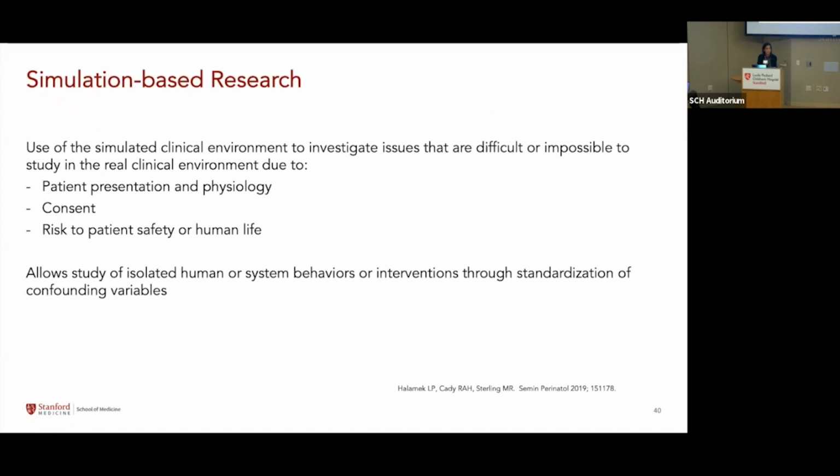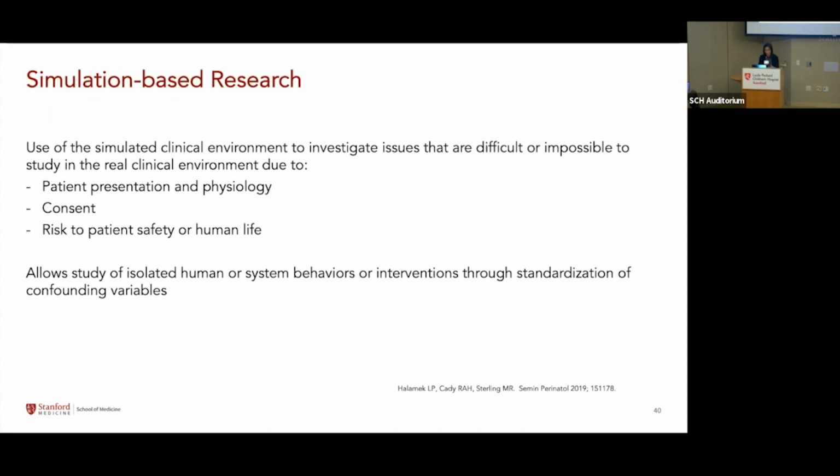In resuscitation or emergency care research, consent is a huge challenge, especially because of the time, but also the unexpected nature of resuscitations. It's hard to consent people ahead of time. You know, if a catastrophic event were to occur, can we do this type of research during that resuscitation? And then also the element of the risk to patient safety or human life, which is completely removed when you're doing simulation-based research and can use a patient simulator or a mannequin.